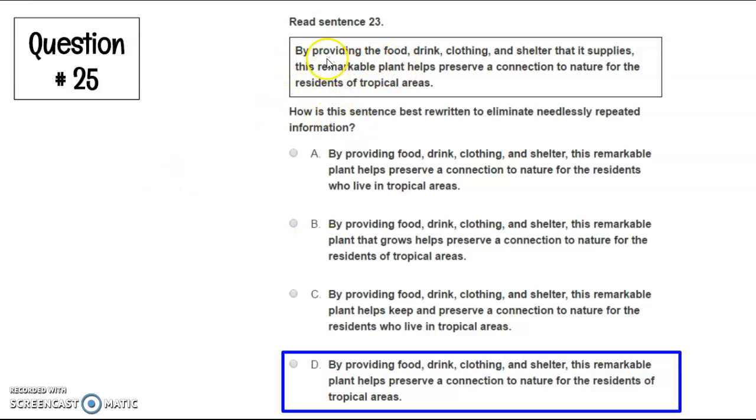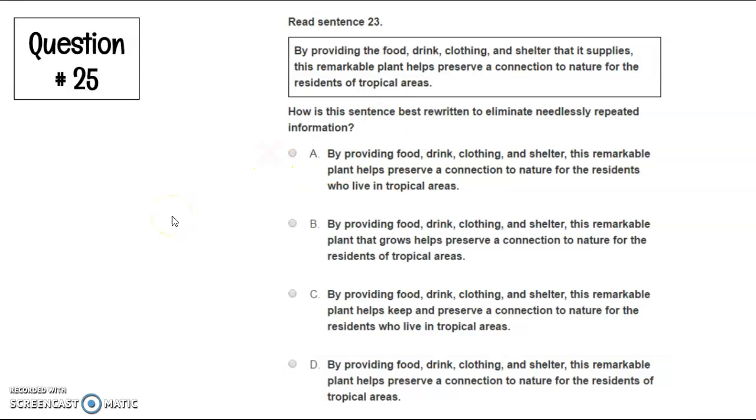So by providing food, the food, drink, clothing, and shelter that it supplies, this remarkable plant helps preserve a connection to nature for the residents of tropical areas. How is this sentence best rewritten to eliminate needlessly repeated information? So the answer is D. Let's take a look at why.